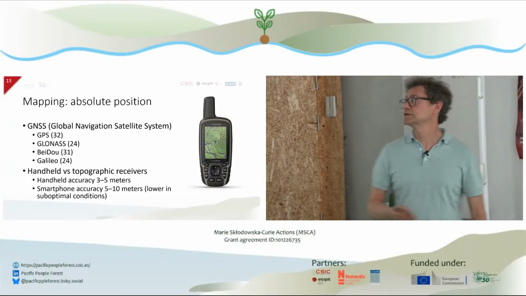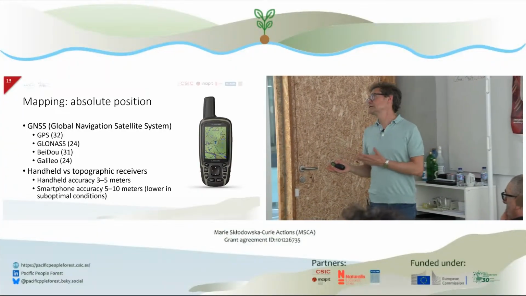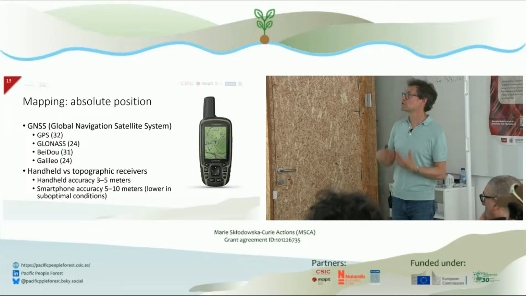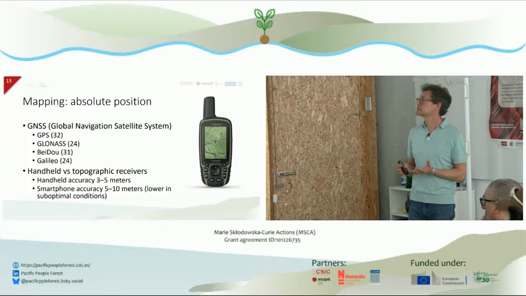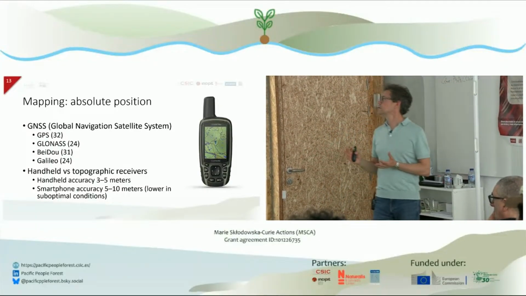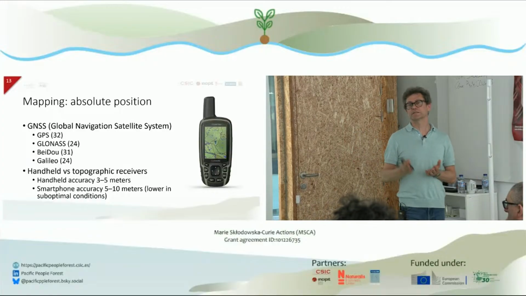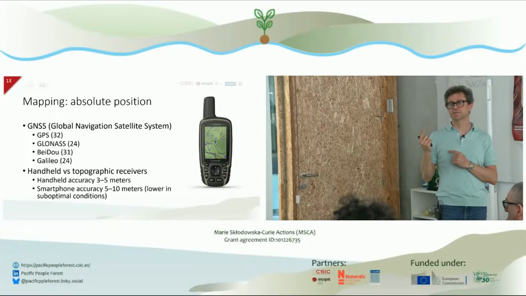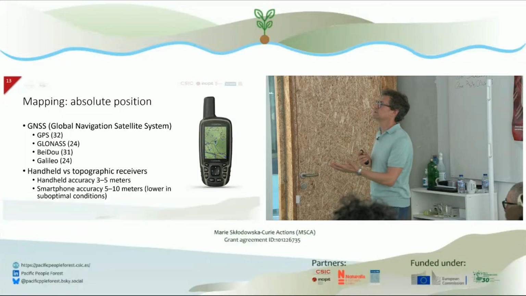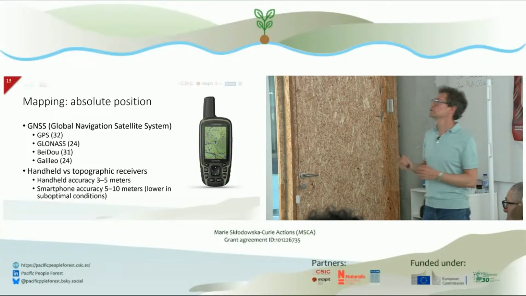Then, for absolute position, there is the well-known GPS system, although GPS is really a metonym for what is properly known as Global Navigation Satellite System, GNSS. GNSS is the technology that allows us to locate anything on the globe based on the position of different satellites. And there are four constellations of satellites. GPS is only one of them, the American constellation. But there's also GLONASS, which is Russian, BeiDou, which is Chinese, and Galileo, which is European. This is the number of satellites that compose each of these constellations.